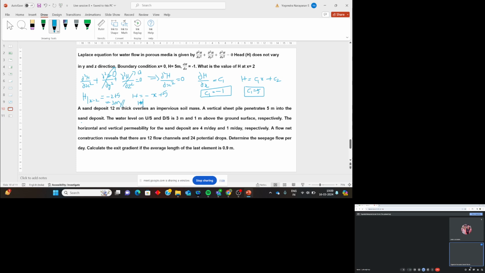Now you can try to solve this question. A sand deposit. But sir, how to take C1 is equal to 5? We have this boundary condition, no? At x equal to 0. Oh, okay, okay. Sorry. Dou h by dou x equal to -1, C1 equal to minus 1. Okay, okay, sir.